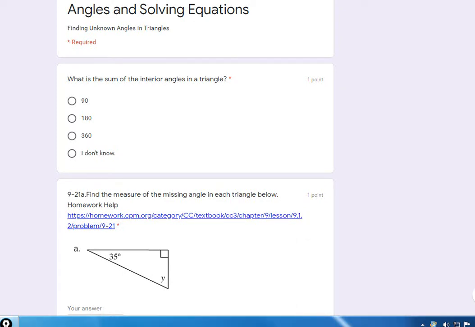Check this out. Let's see what we're doing here. We got angles and solving of equations. It says the sum of the interior angles of a triangle. So the sum of the interior angles of a triangle is 180 degrees. Okay, let's check out the next question.